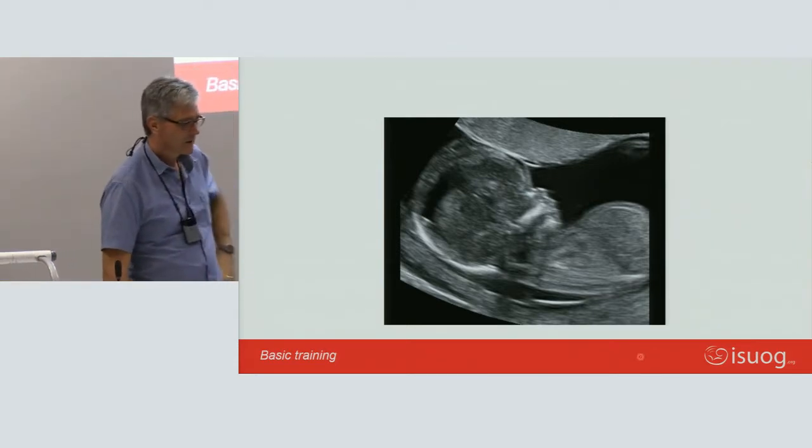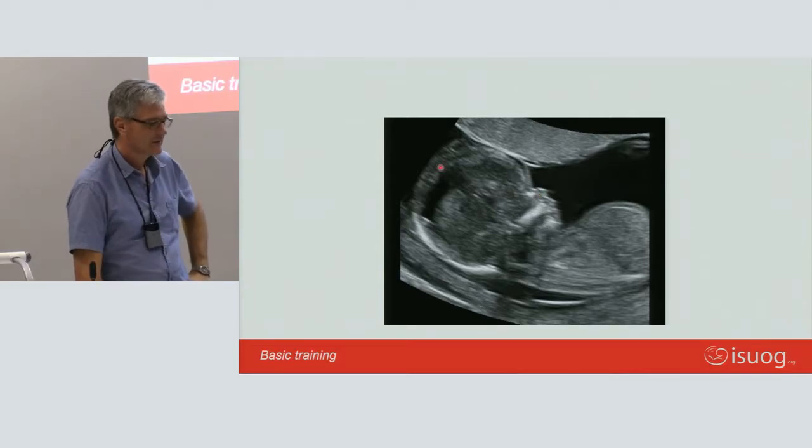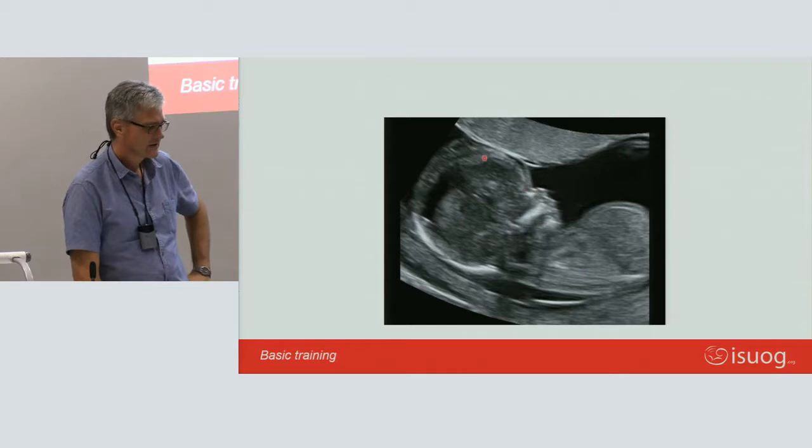Let's start with the head. Anything with the head that's bothering you? Yeah, it's got a very big forehead, eh? And then we see the chin nicely on the chest. There's the chest and there's the stomach.